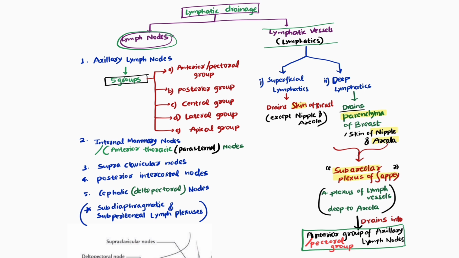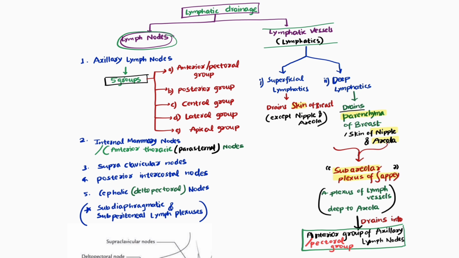So the lymphatic vessels, lymphatics, same as venous drainage. Here also superficial lymphatics and deep lymphatics. The superficial lymphatics drain from the skin of the breast except nipple and areola. And the deep lymphatics drain from parenchyma of breast and skin of nipple and areola. So you have to remember the skin of nipple and areola, and from the parenchyma of the breast the lymphatics will drain. So that is subareolar plexus of Sappey will be present. Here you can see a plexus of lymphatic vessels deep to areola, which drains into anterior group of axillary lymph nodes.